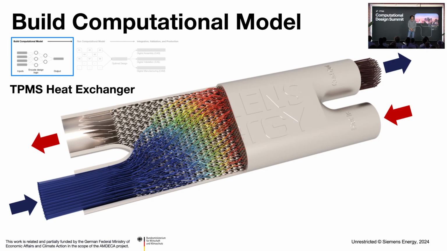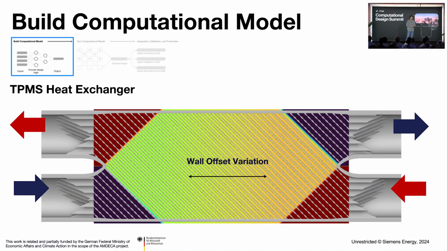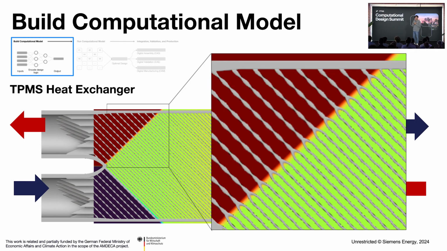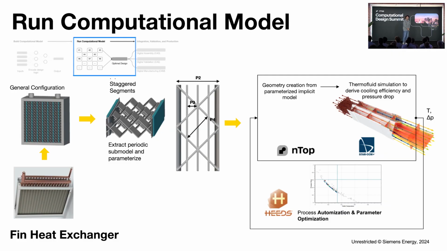Secondly, leveling up in building computational models, we also have computational models for heat exchangers. When you're converting a large gas turbine engine to hydrogen power, getting the heat out is really critical to this engine. They're leveraging, again, the implicit modeling capabilities to more easily vary the different properties of that heat exchanger, like the wall thickness, the offset, et cetera. On to running the model.